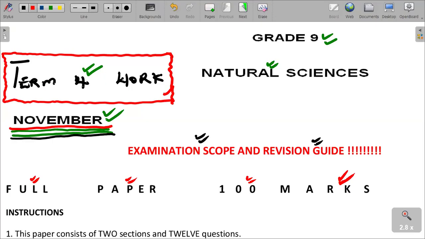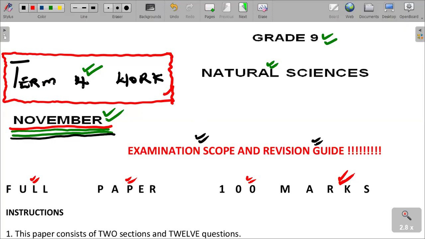We are meeting today on term 4, Natural Sciences, grade 9. This is exam preparation for November. I'm just bringing you the examination scope revision guide. It's a full paper that you are working on right now, 100 marks.